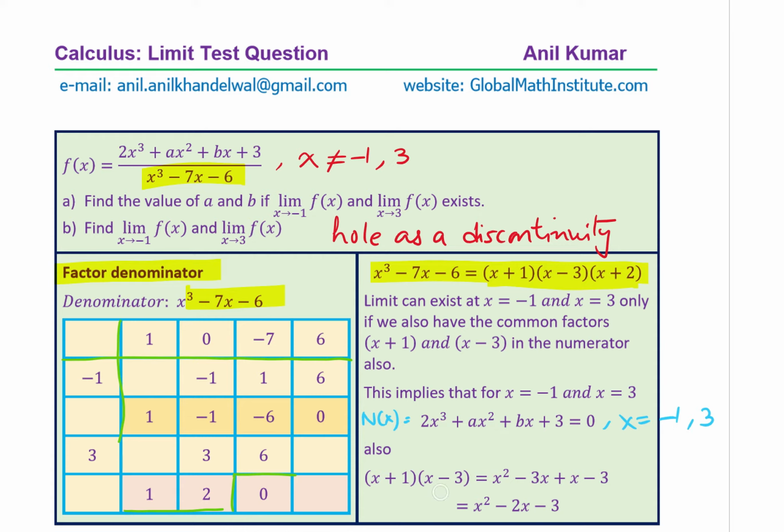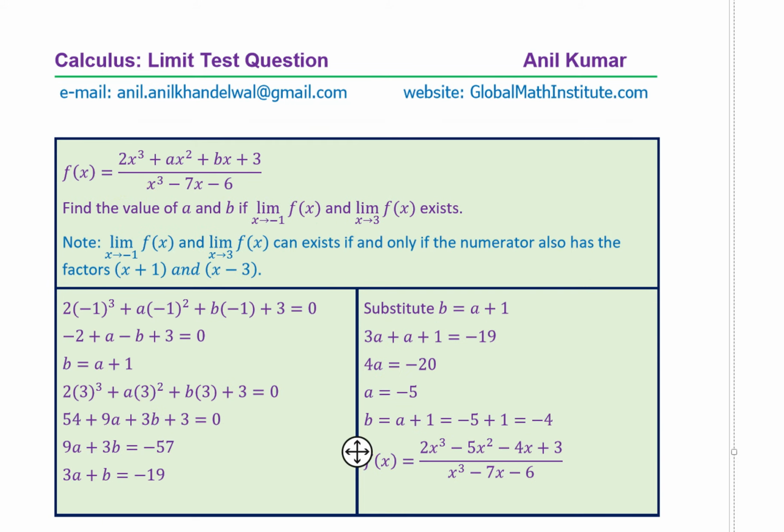Another thing which I've done here is when I multiply x plus 1 with x minus 3, what do I get? I get x squared minus 3x plus x minus 3. Combining the center two terms for x, we get x squared minus 2x minus 3. That is to say that both numerator and denominator will be having x squared minus 2x minus 3 as one of their factors, correct? Now let's look into the numerator in more detail.